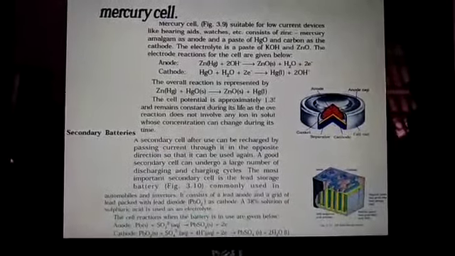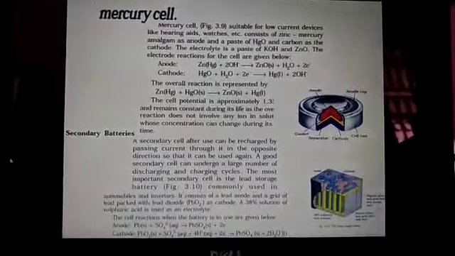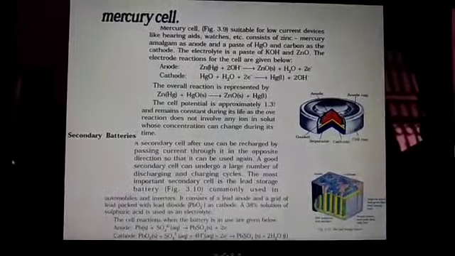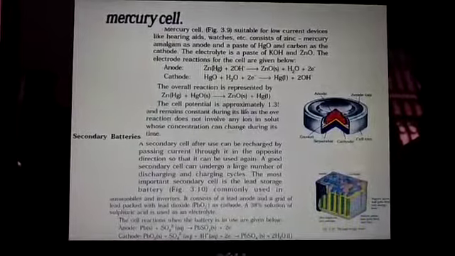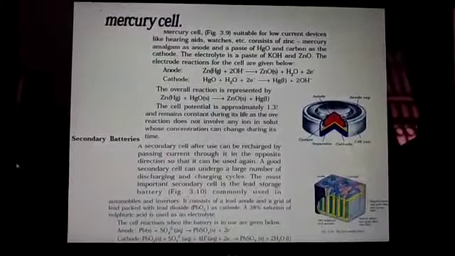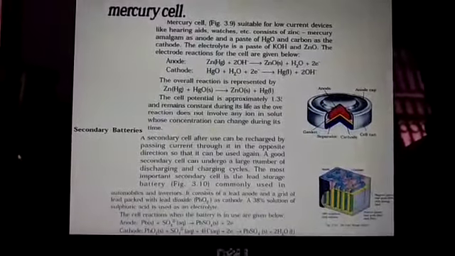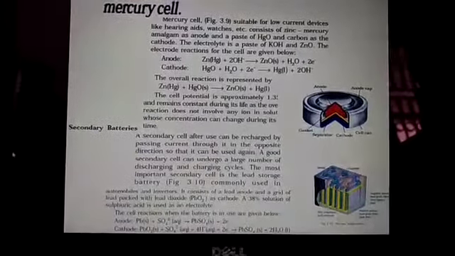Now, mercury button cells are used in hearing aid machines, wrist watches and movie cameras. In this cell, zinc-mercury amalgam is the anode and the paste of mercury oxide and carbon is the cathode. The paste of KOH and ZnO is the electrolyte. It gives out a constant voltage of 1.35 volt.